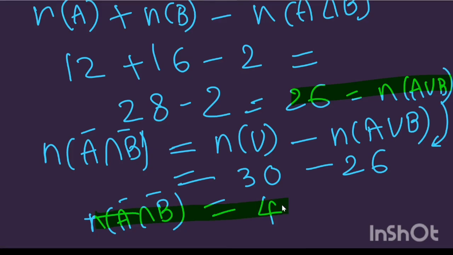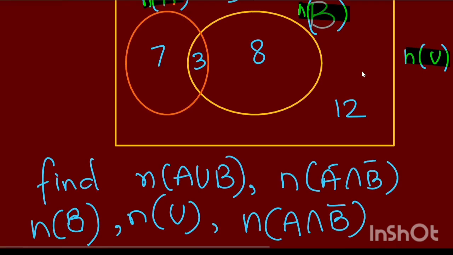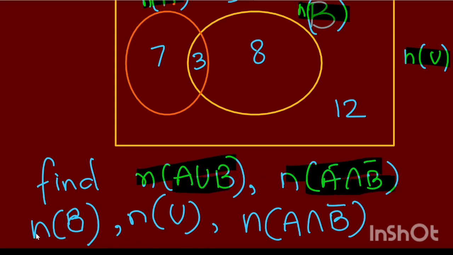Let's take another example, guys. Now, if a Venn diagram is given where nU, nB, nA are specified, the values are given scattered across this rectangle. The question is the same, but this is more of a figure-based question where we have to find the union of A and B, A bar intersection B bar, nB, nU, and A intersection B bar.